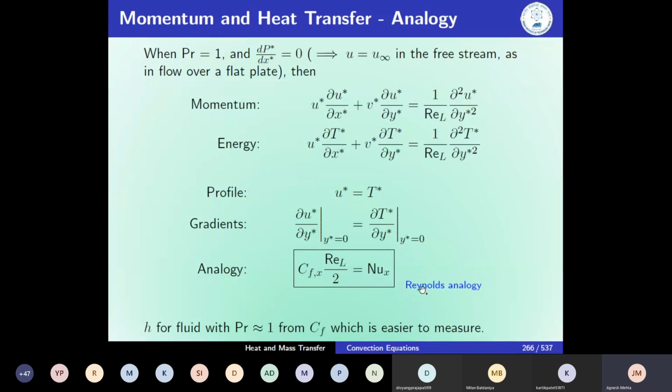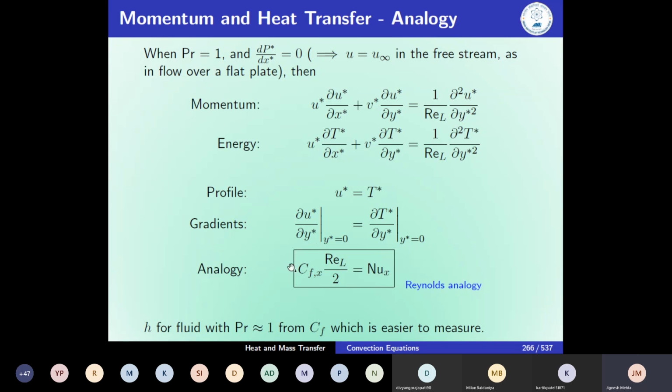So an analogy called Reynolds analogy tells that Nusselt number is equal to CFx times Reynolds number by 2, where your Prandtl number is nearly equal to 1. So for gases, the Prandtl number is close to 1, right? So you can use this analogy. So what is the benefit of this analogy? Of course, what is the condition where it is applicable? That your Prandtl number should be nearly equal to 1. In that case, you apply this analogy.